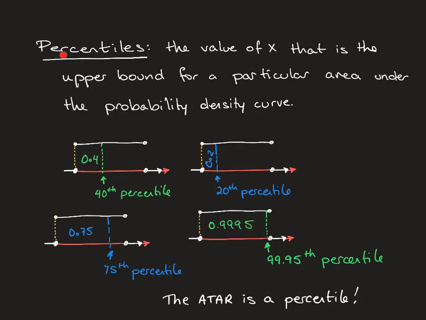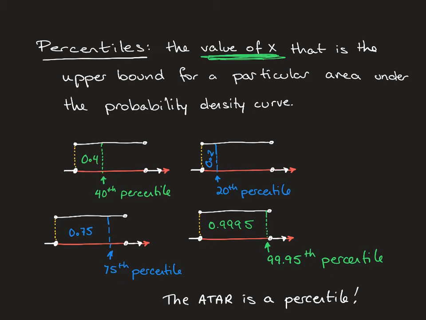Our next measure of spread is percentiles, and percentiles are the x value. So they're not an area, they are the value of x that has an upper bound, that is the upper bound for a particular area under the probability curve. So I've got just a flat probability density function here because it makes it easier to see. So if this is our lower bound and this section here contains 40% of our data, or an area of 0.4, whatever this x value here is the 40th percentile.